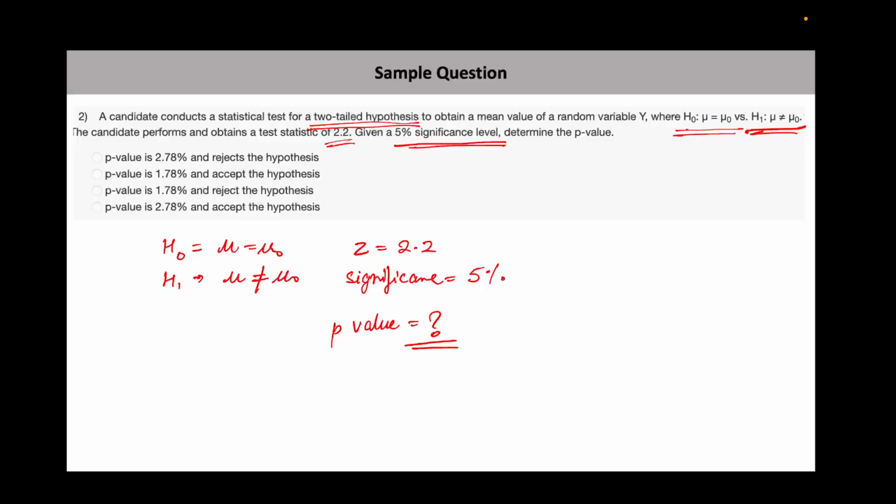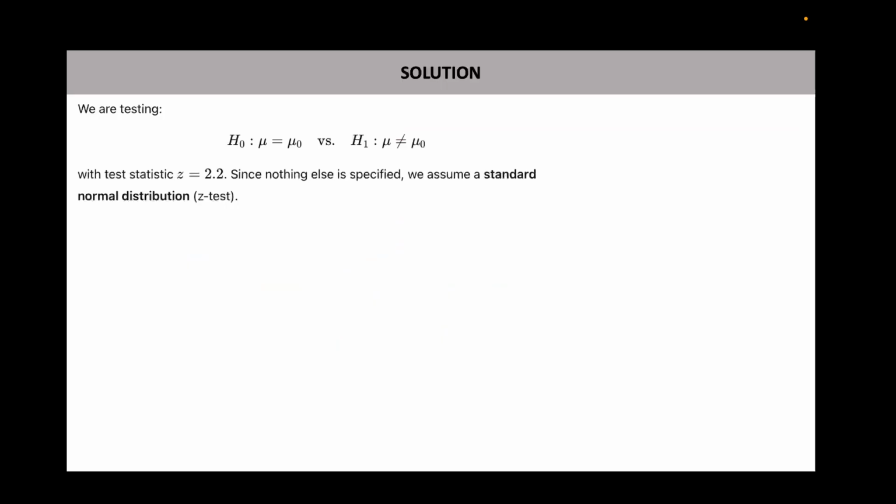Okay, so let us start solving this question. These are the values that were given, which I already wrote: your null hypothesis is that mu equals mu naught, and your alternative hypothesis is that mu is not equal to mu naught.